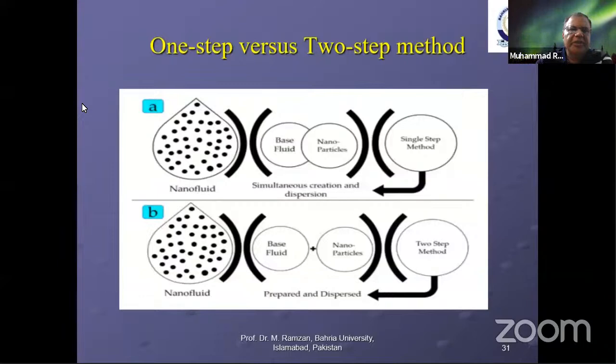This pictorial diagram shows both the nanoparticle preparation and mixing it with the base fluid. This is the one-step, and then this is the second, two-step: preparation of the nanoparticles and then adding them to the base fluids. With the two-step, first the making and then adding. The one-step process consists of simultaneously making and dispersing the nanoparticles. In this method, the processes of drying, storage, transportation, and dispersion of nanoparticles are avoided. So the agglomeration of nanoparticles is minimized and the stability of the fluid is increased.